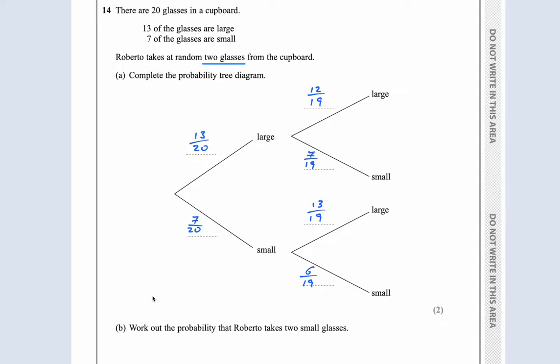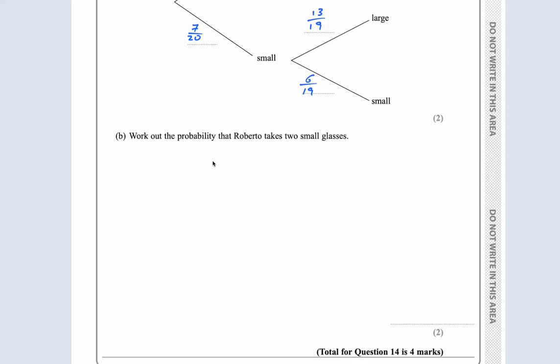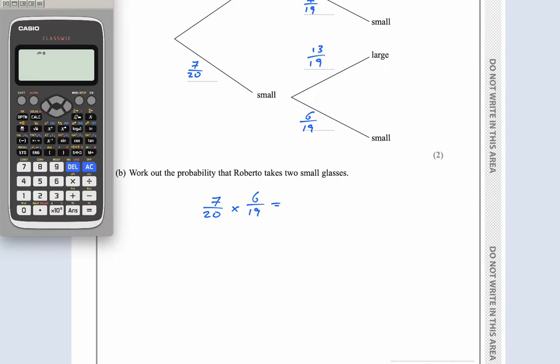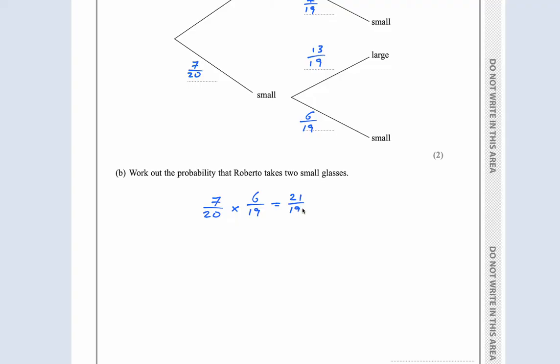Work out the probability that Roberto takes 2 small glasses. Okay, 2 small glasses is this times this. Remember, guys, when we go along a tree, we multiply the probability. So it's this times this. So 7 over 20 times 6 over 19 is equal to, I'll use my calculator, 21 over 190.